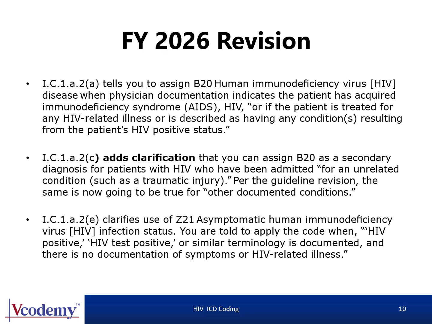And also in chapter 1 A to F still tells you to assign R75 inconclusive lab evidence of HIV for patients with inconclusive serology of HIV. However, the language, but no definite diagnosis or manifestation of the illness has been deleted. Patients previously diagnosed with HIV continue to assign B20, but now the diagnosis will have to be documented and not previously known for the guideline revision.